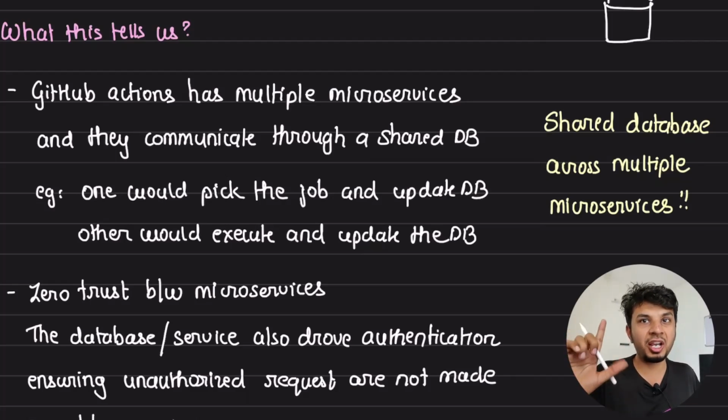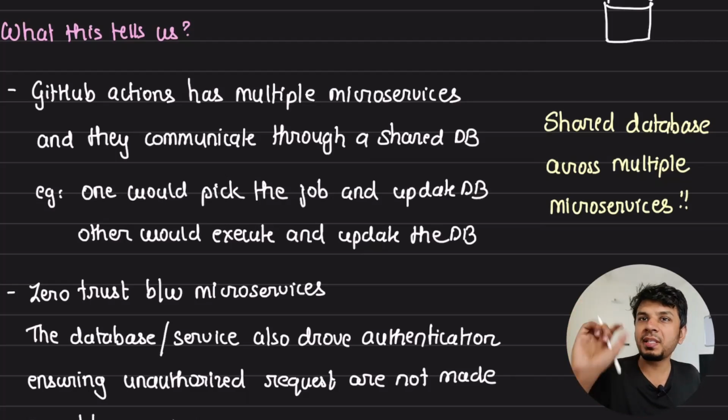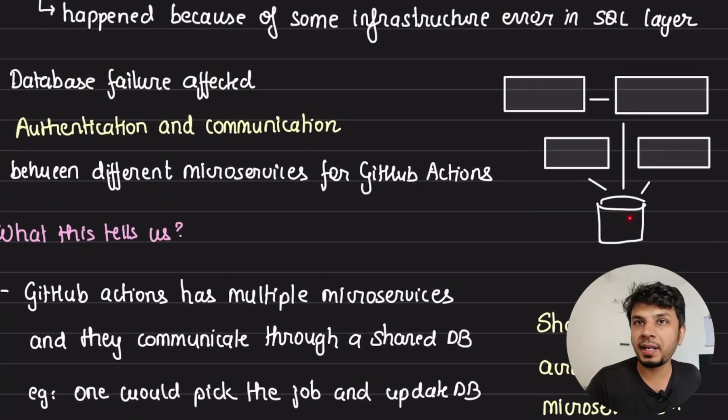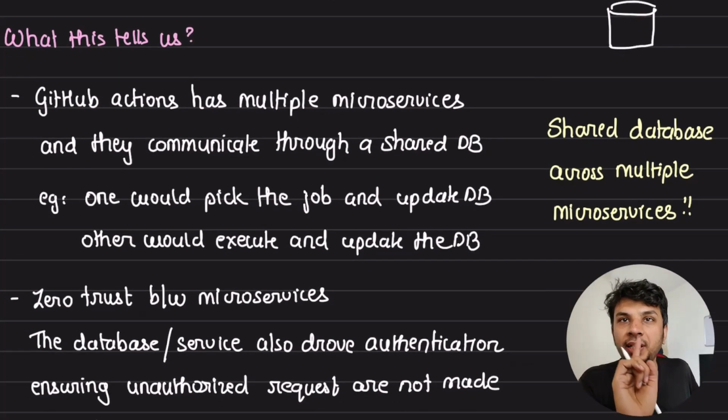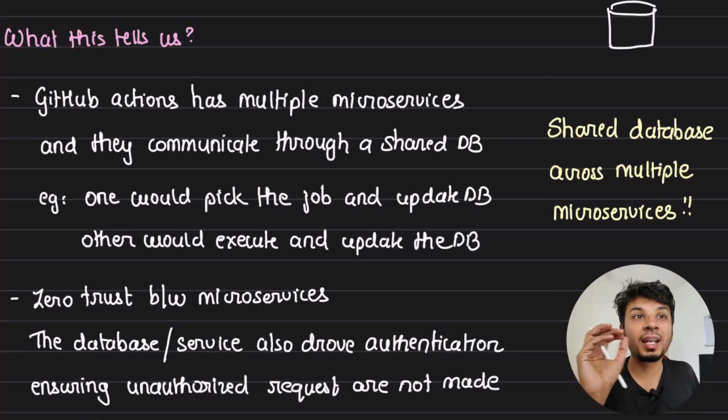Either they share a database, because the outage happened because there was an infrastructure error in the SQL database layer, which means that either all of the actions microservices shared that common database and were directly dependent on it, or indirectly dependent on it in a synchronous way. So somehow every single one of these was linked to this one database, and if that was affected, it would affect every single service out there. And shared database is a speculation. They have not specified it, but it's a very common practice.